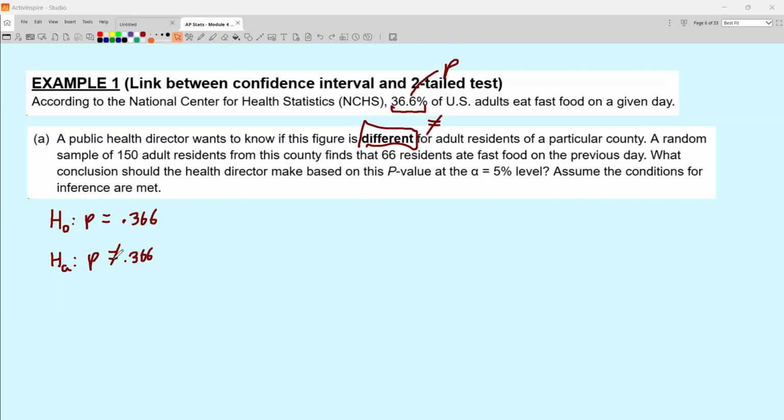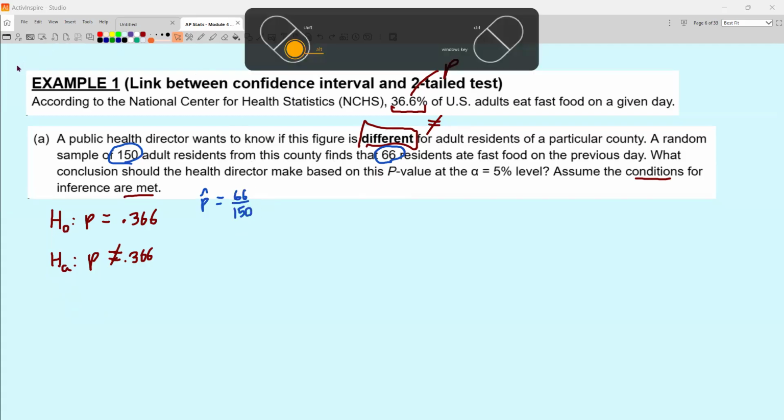So it's important to know what your hypotheses are in this case. As we set this up, we want to make sure that we can calculate a test statistic and a p-value so we can make an appropriate conclusion. Because it also says the conditions for inference are met, we don't have to actually check those here because we were told that they're already met. So let's set up our test statistic. We first have to have our sample proportion. So our sample proportion is, in this case, 66 out of 150. So we'll write p hat equals 66 over 150.